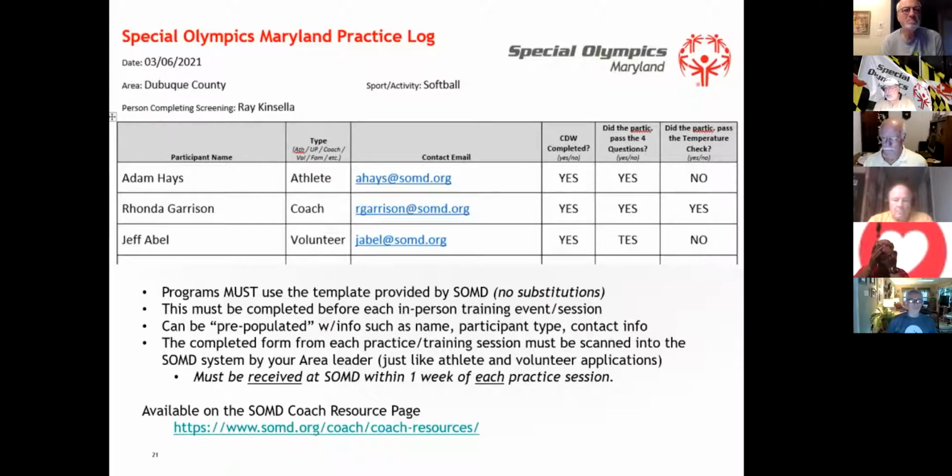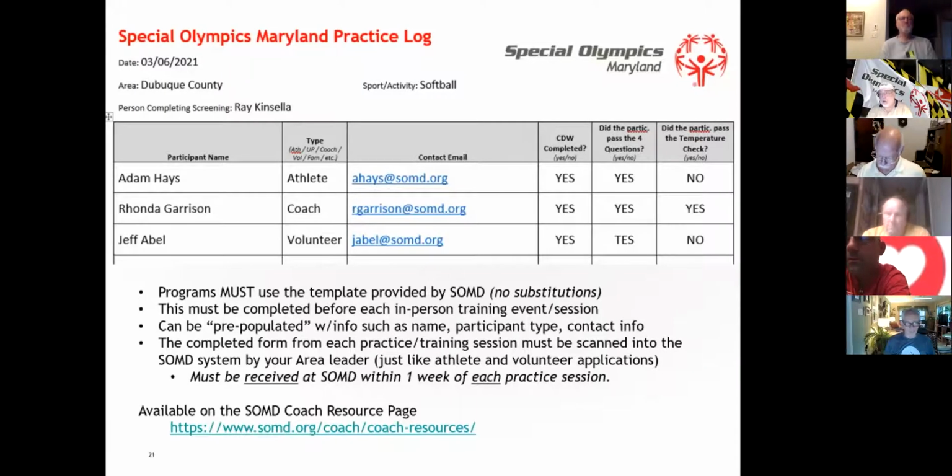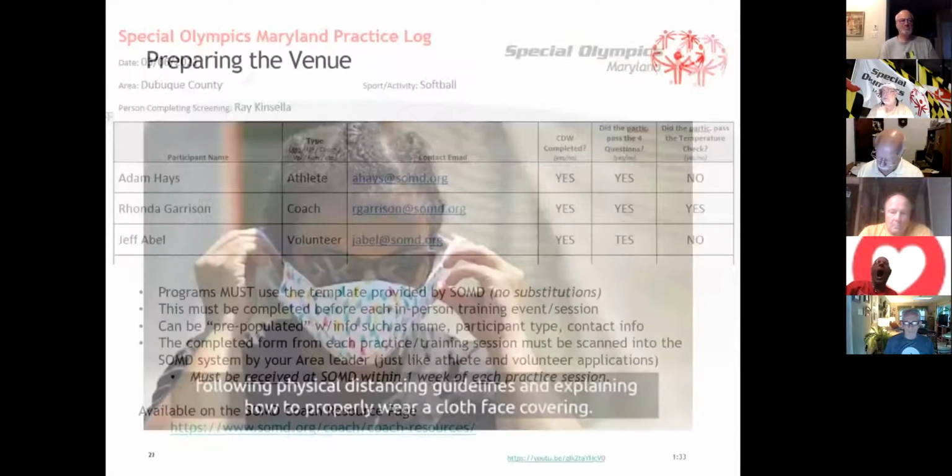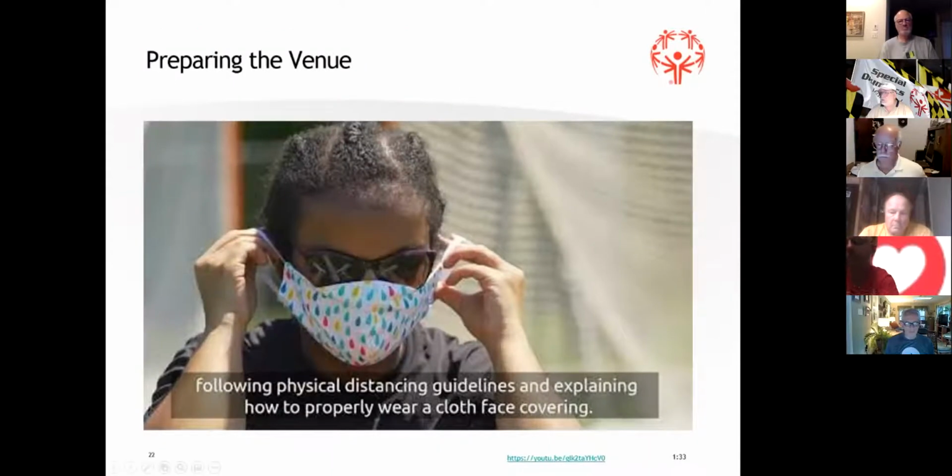Again, you do that at the beginning of each practice session, and then these need to be sent in to SOMD within 1 week of each practice session. Talk to your area leadership on the process that they already have in place. Let's use that same process. It's worked, from what I can tell, quite frankly, really well. We're tweaking it a little bit in the next couple of weeks based on some feedback from some areas, but just use the process that's there, and your area director can help you with that. And let's watch another video.